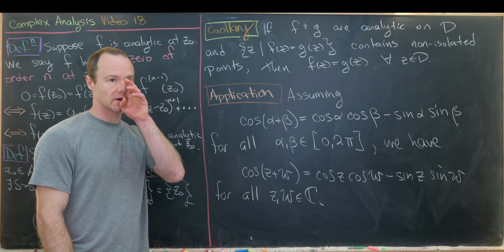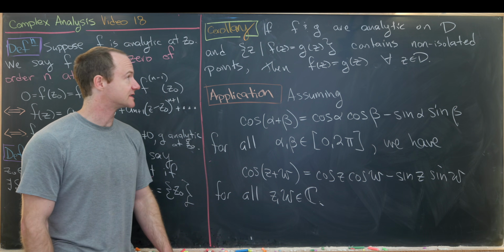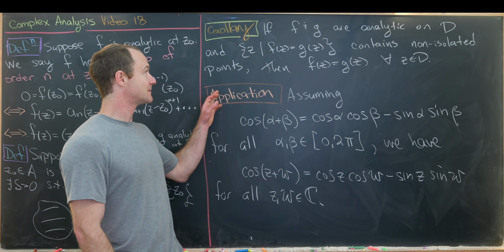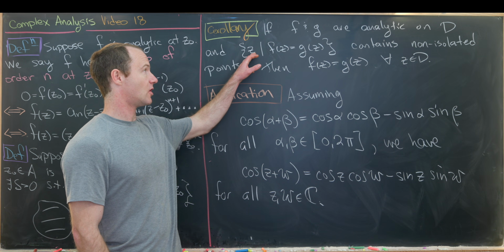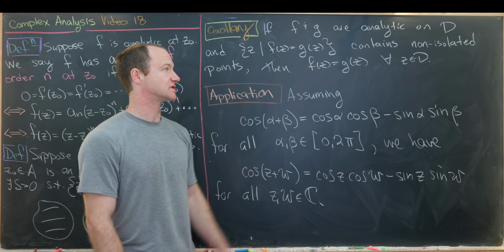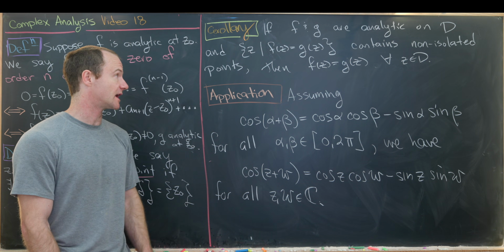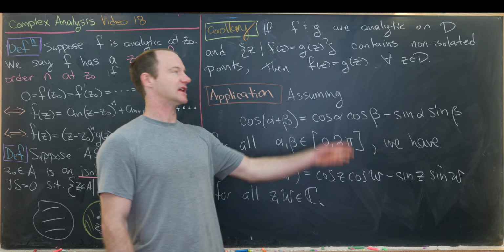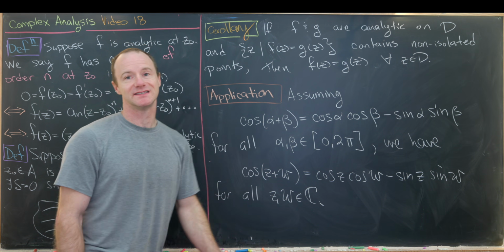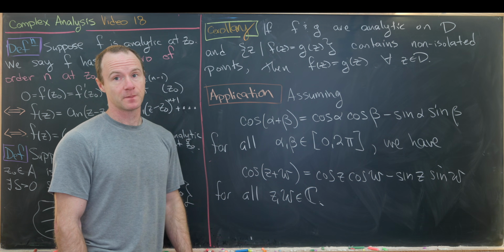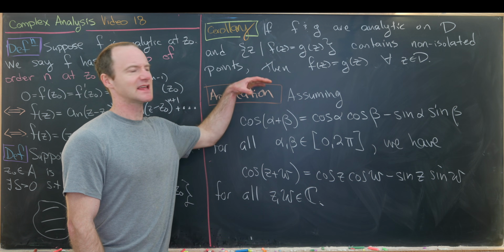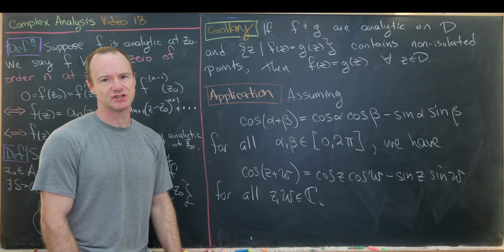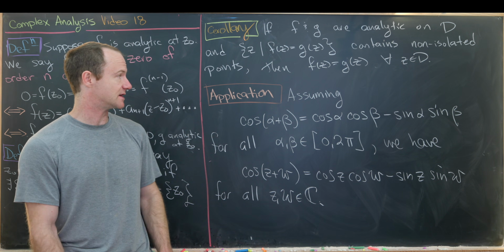So now a quick corollary and application of the previous theorem. If f and g are analytic on a domain D, and the set of all points where f of z equals g of z contains non-isolated points, then f and g are the same function. In other words, they are equal for all z in D. Okay, so how would we see this? That's just the previous result applied to the function f minus g. So that's really all that needs to be said here.